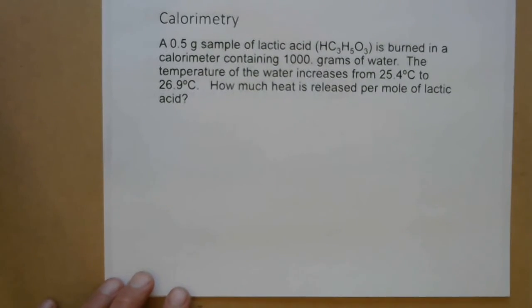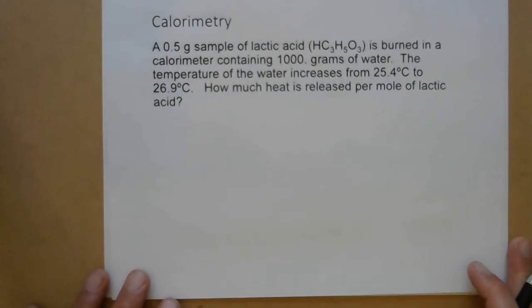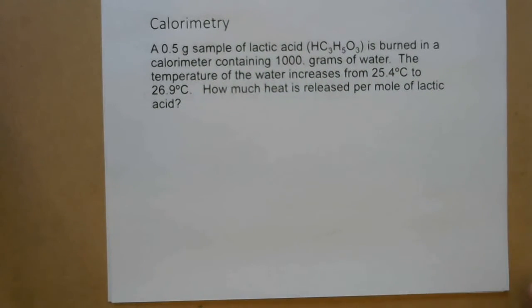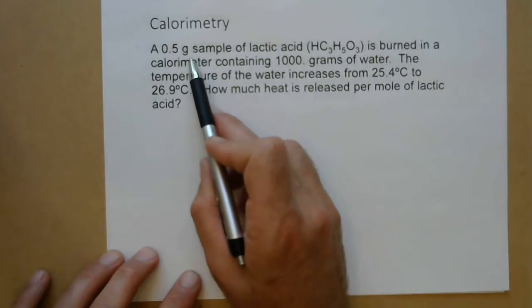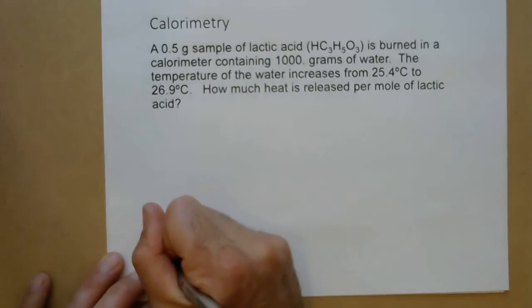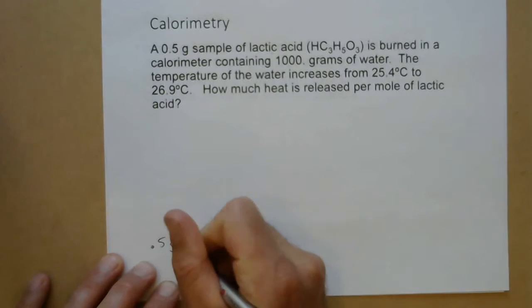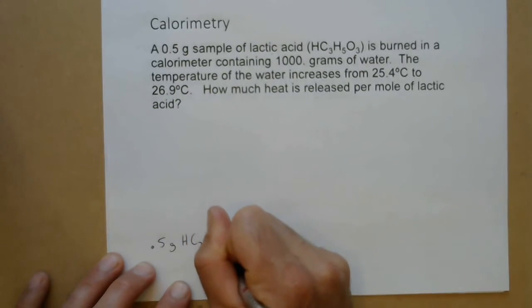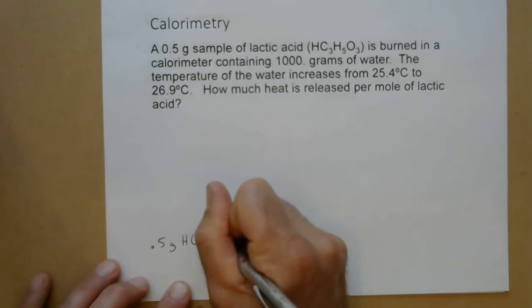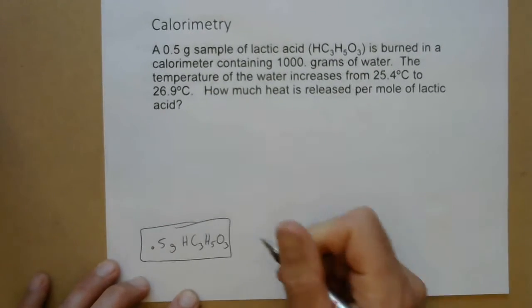All right, so now we get into a calorimetry problem. So now we're going to use that information about water in order to figure out for a different reaction how much energy is released or absorbed. Okay, so it says a 0.5 gram sample of lactic acid. So we have 0.5 grams of HC3H5O3. So that's our sample.